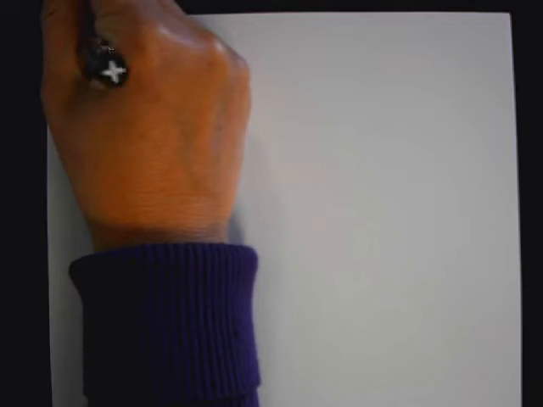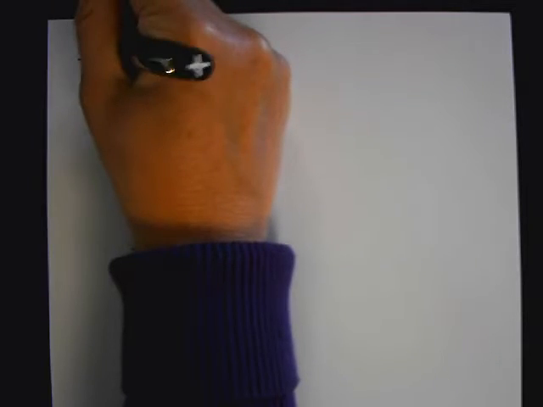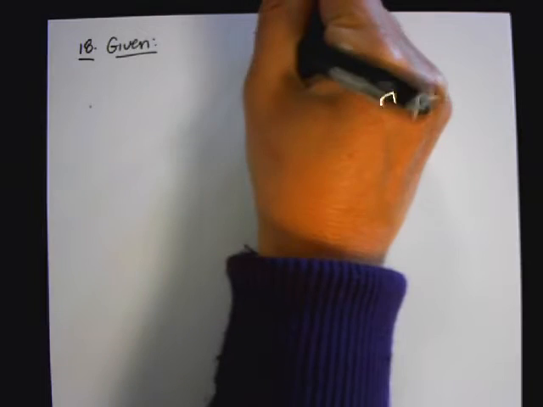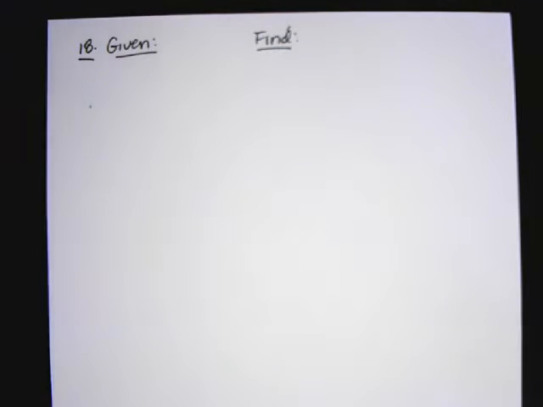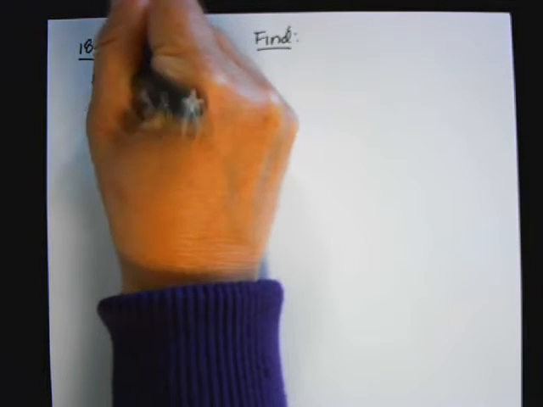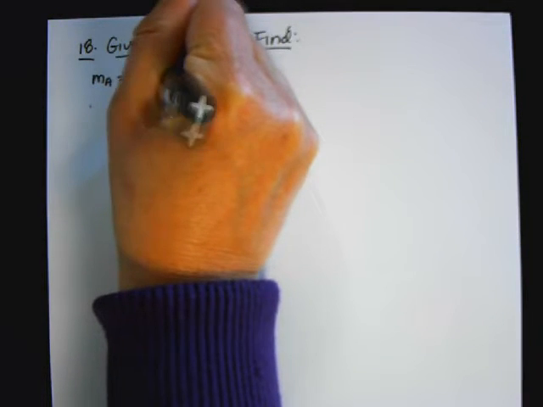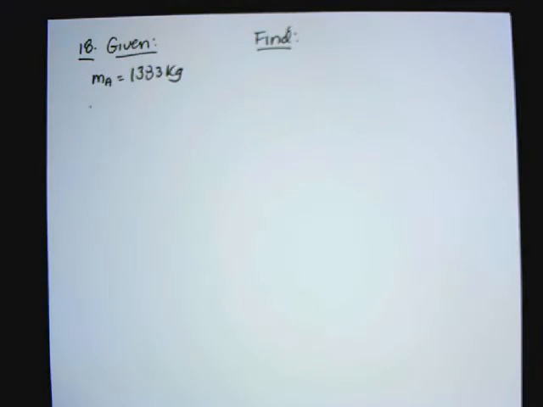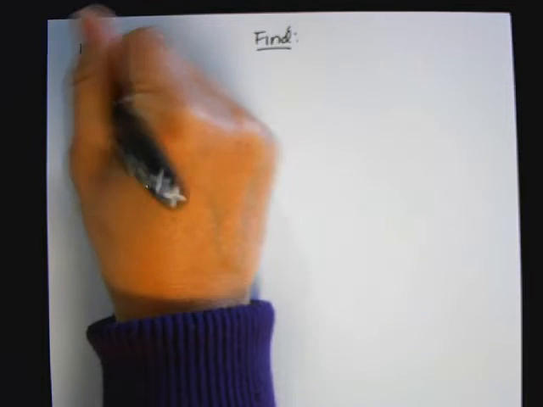Okay, we're going to look at number 18 on the review sheet. So the first thing we're going to do is we're always going to write our given and our find, because that's going to help us to understand what to do. So it says a 1,383 kilogram car, so I'm just going to call that MA, is moving south at 11.2 meters per second. So that's the velocity of A.